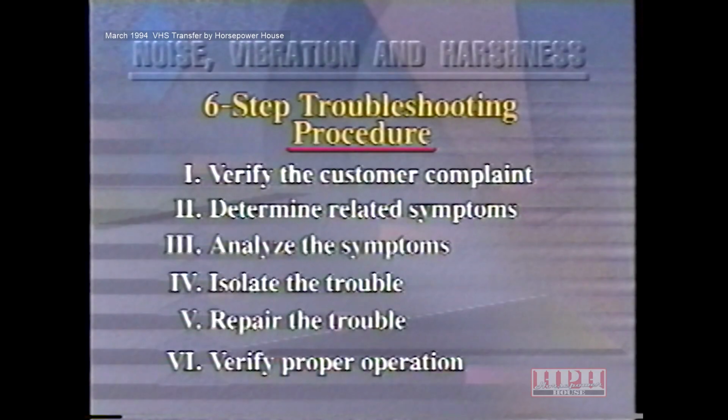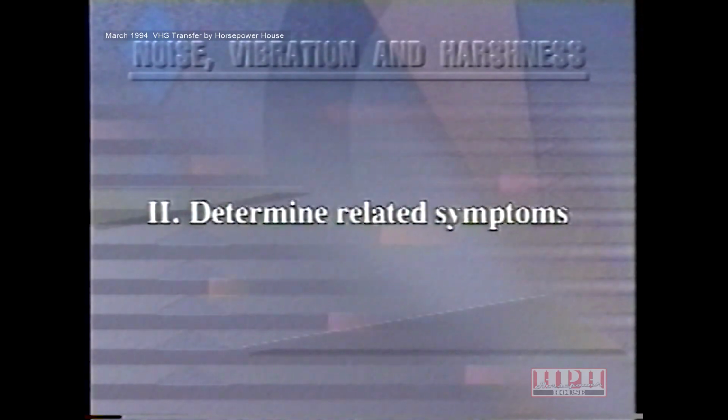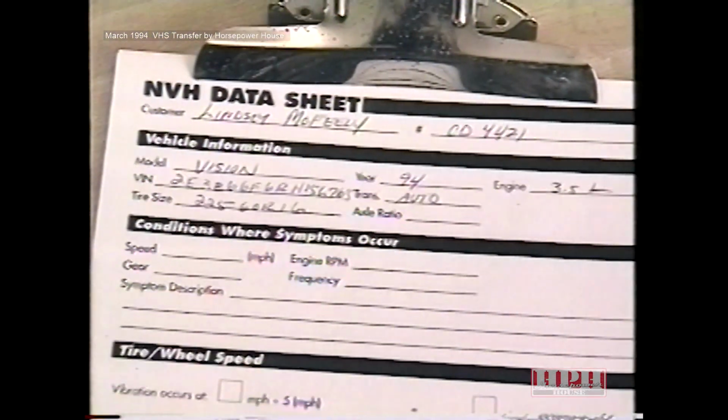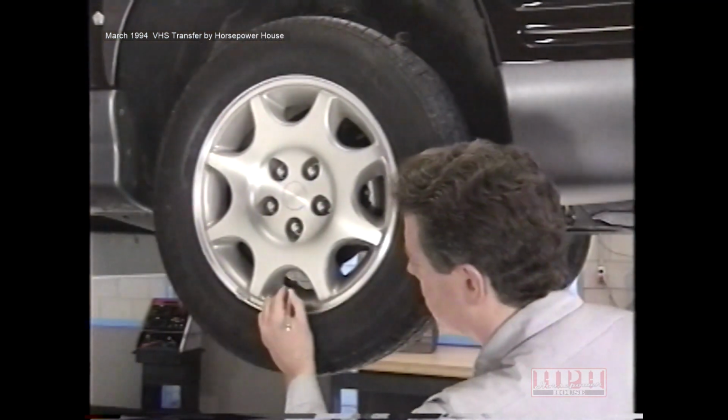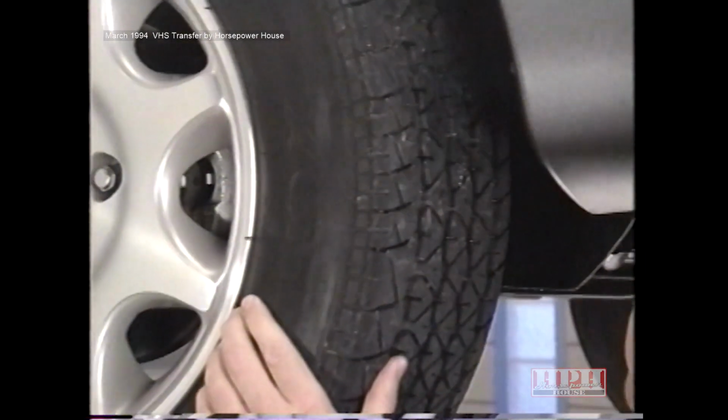It's now time to apply what we've learned to a sample problem. The first step when solving problems is to verify the customer complaint. In this case, the customer says her car starts to shake while driving at speeds between 40 and 50 miles per hour. To avoid miscommunication, we'll take the customer with us to verify the complaint. After filling out the vehicle information section of the data sheet, we'll check inflation pressure and inspect the tires for unusual wear. The tires look good, and there are no signs of cupping, flat spots, feathering, or shoulder wear.